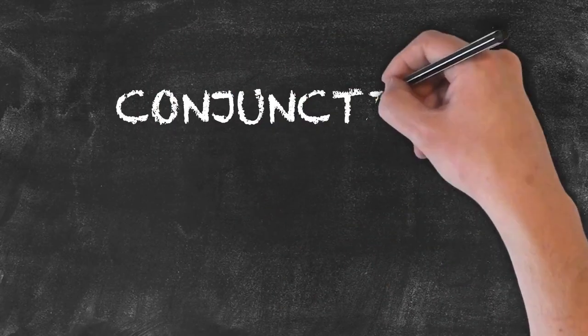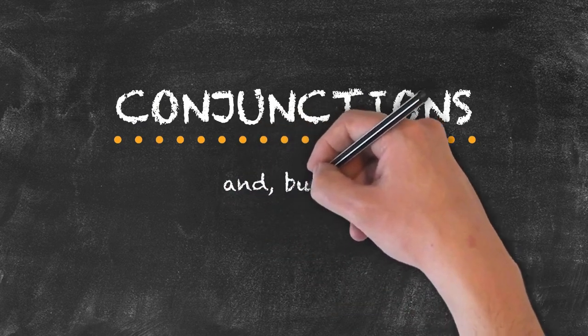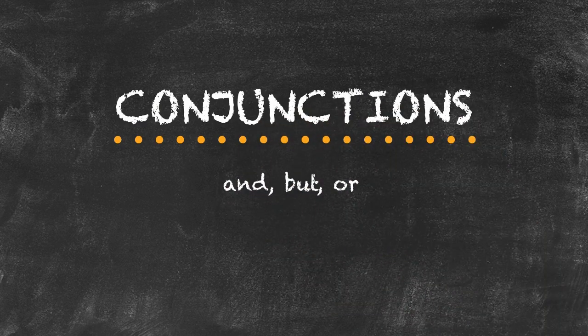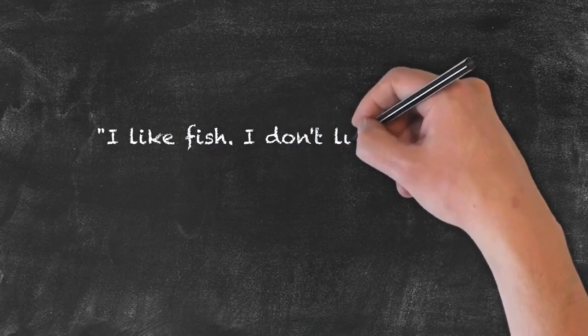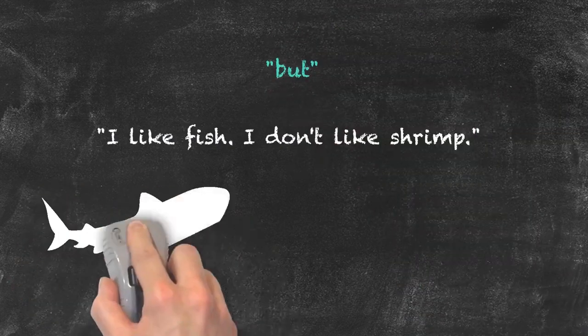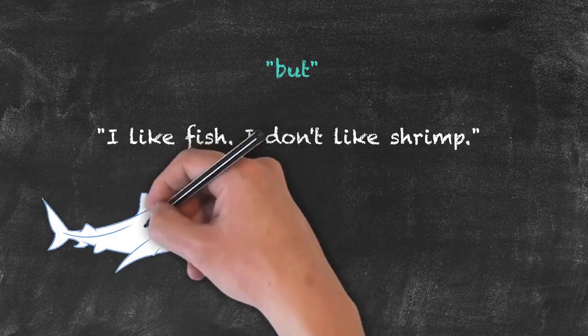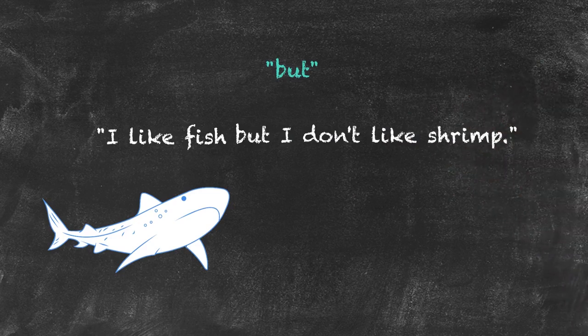And finally, let's take a look at our conjunctions. Conjunctions are linking or joining words. For example, and, but, and or. Take these two sentences, independent clauses: I like fish. I don't like shrimp. We would use but in here, and we could easily make one sentence. I like fish, but I don't like shrimp.